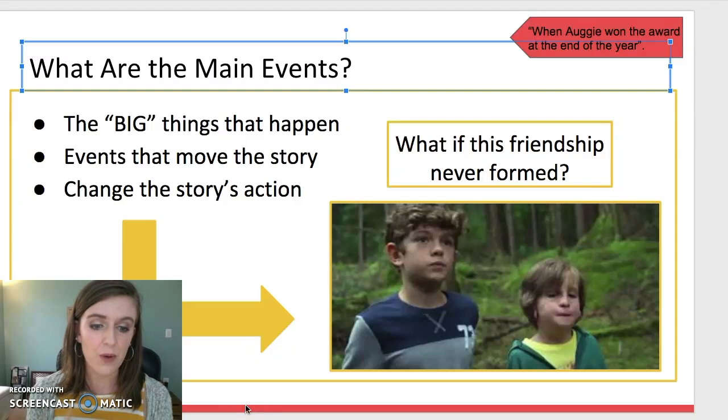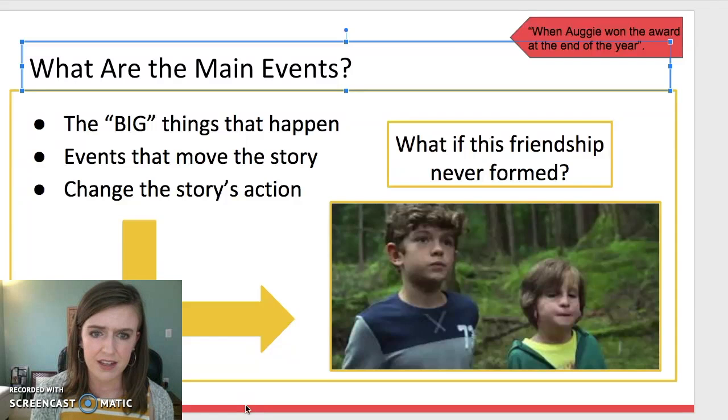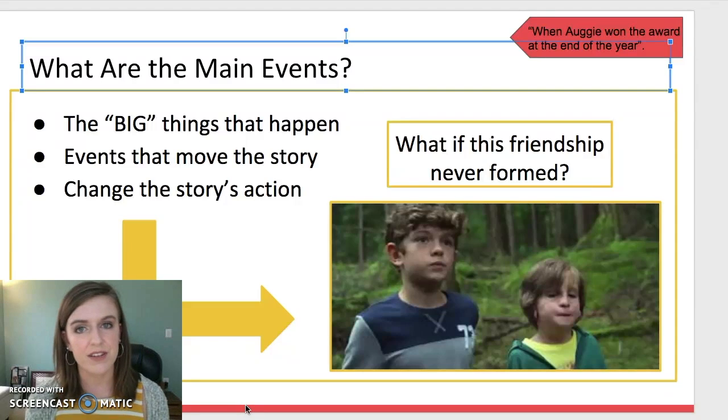So, we've been reading Wonder as our read aloud so far. And one example of a main event is when Jack sat down next to Augie in homeroom. Because that was what kind of sparked their friendship and helped them start hanging out. And think about how different the story would have been if that friendship had never formed. Augie would have never really started to feel comfortable at his new school if he hadn't become friends with Jack. So, with knowing that example of a main event from the book, what's another example of a main event from Wonder that y'all can think of?